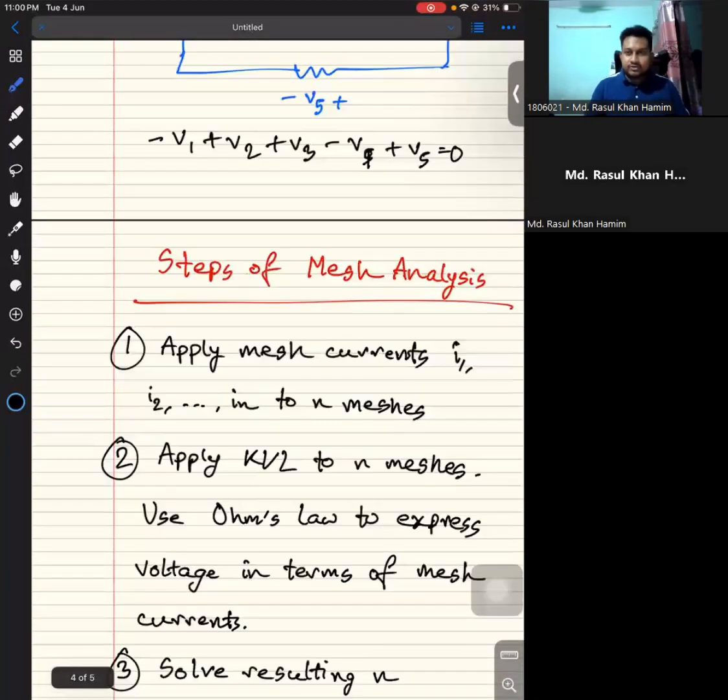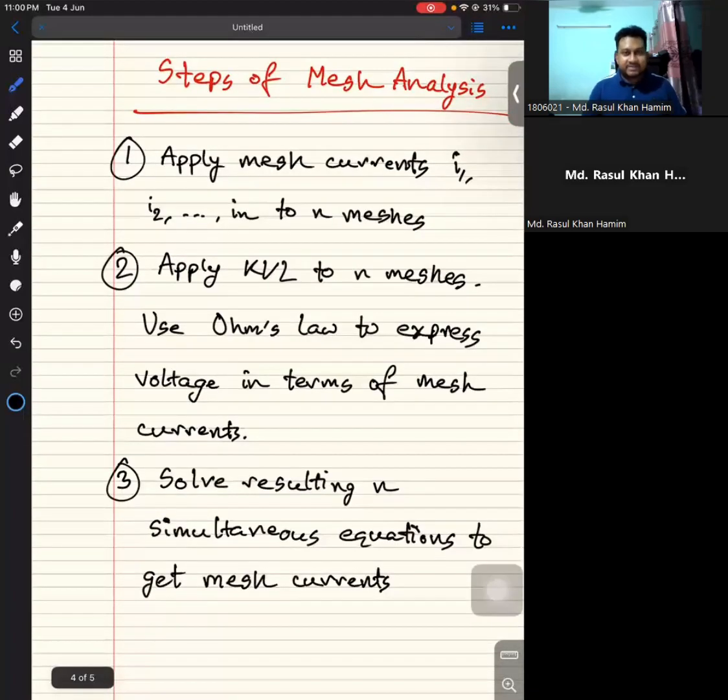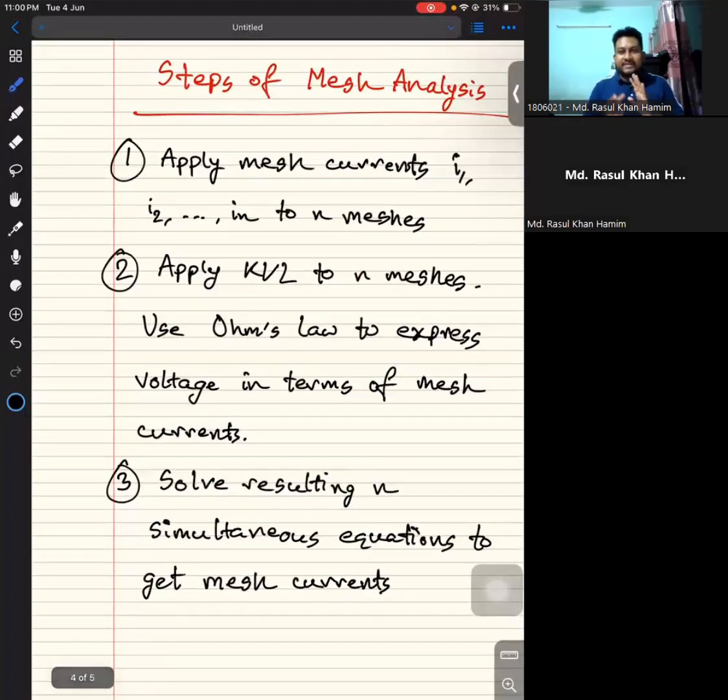Now, if we come back to our topic, we were studying mesh analysis. Now that we understand KVL and what a mesh is, we will be easily able to understand mesh analysis. Let's try to understand the steps of mesh analysis, or how to solve a circuit using mesh analysis. Here there are three main steps.